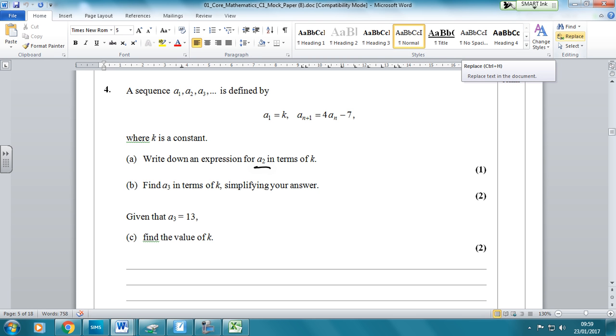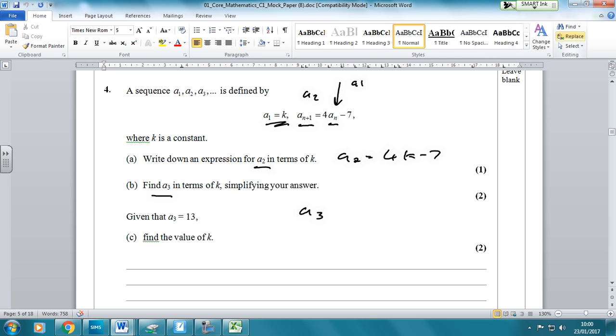So what we do, the whole recurrence relation thing means this is the next term and this is the current term. So if we've got term A1, in order to work out A2, we've got to use A1 to do that. So we can write down that A2 equals 4 lots of whatever A1 is. And you know that A1 is k, so it's going to be 4 lots of k minus 7. And that's it.